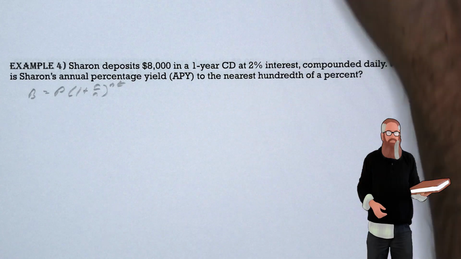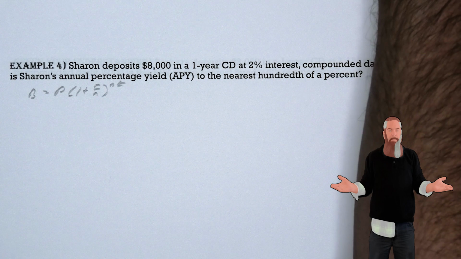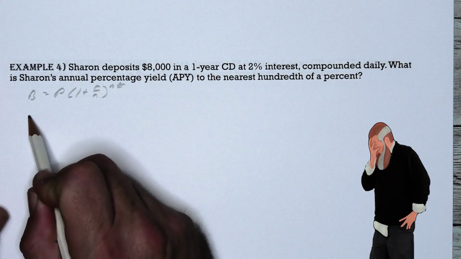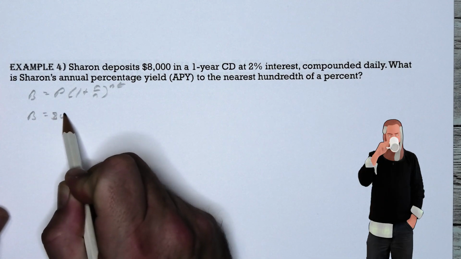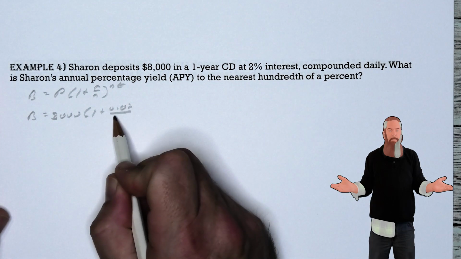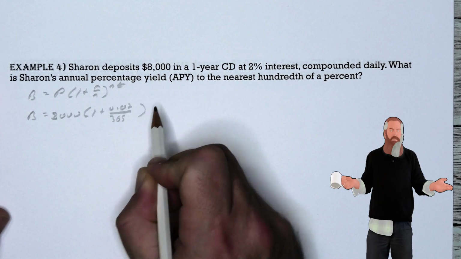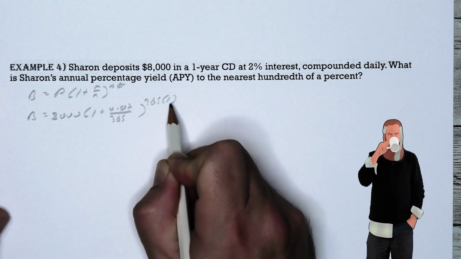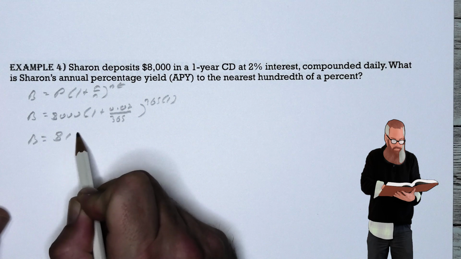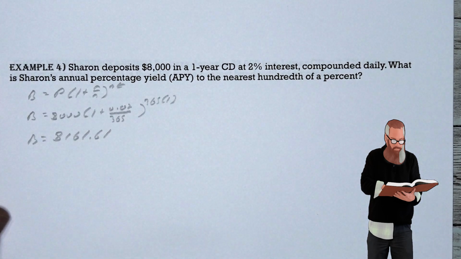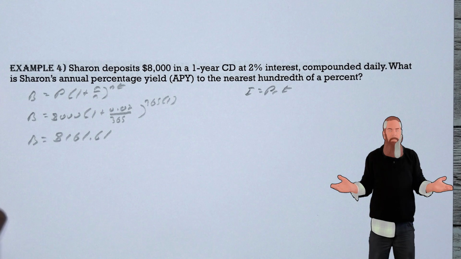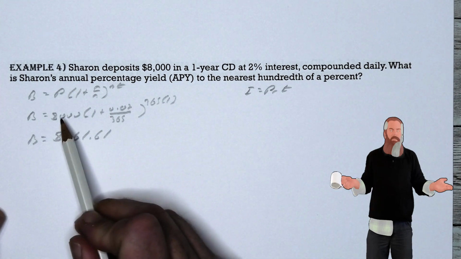To find the annual percentage yield using the compound interest formula and the simple interest formula, first let's find out what happens under the compound interest. So B is 8,000 times 1 plus 0.02 divided by 365 to the 365 times 1 power. This will give us a B value of $8,161.61.